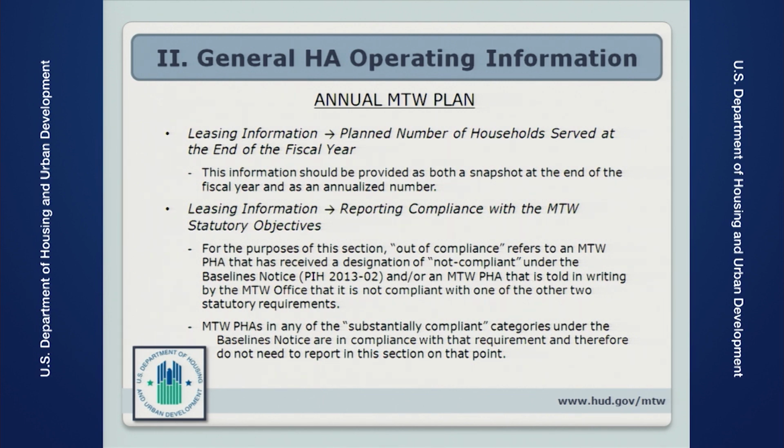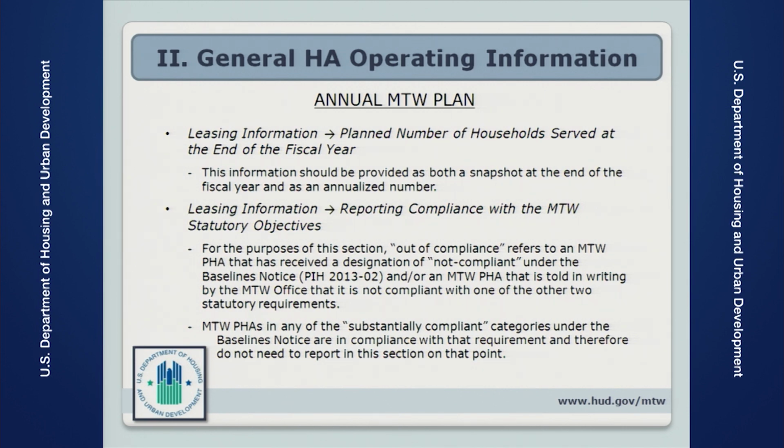Next, the agency will be providing leasing information. The first of these is the planned number of households served at the end of the fiscal year. These figures will be reported both as a snapshot at the end of the year and as annualized numbers. There are boxes provided for each of these. So again, this is the number of households that the agency plans to serve at the end of the year, represented as both a snapshot and as unit months.